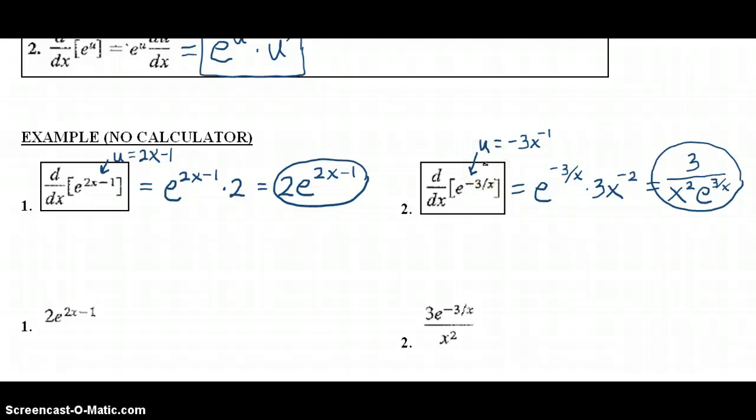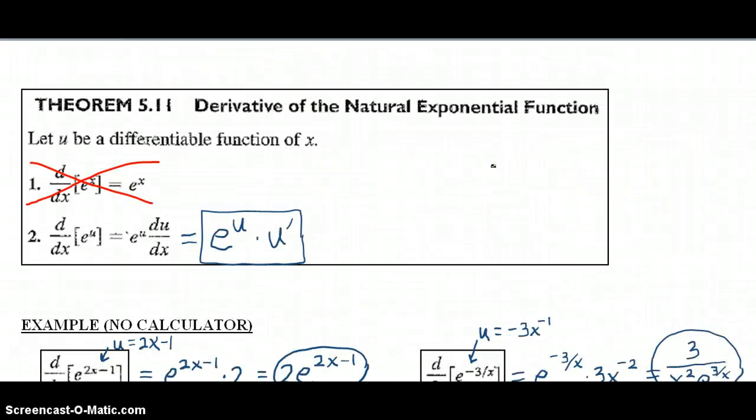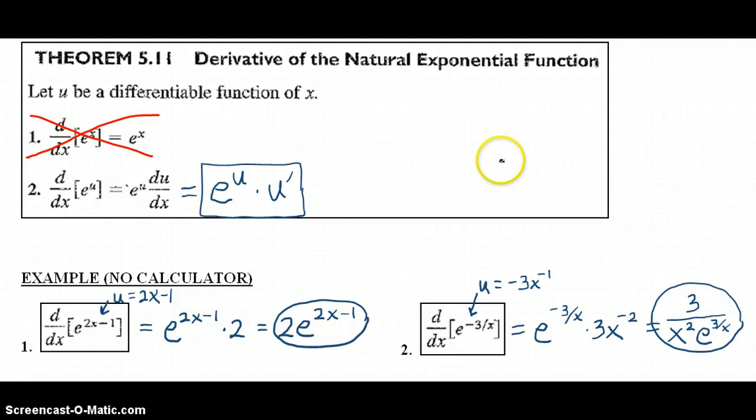You got to be able to write your answer in equivalent form. So both answers are correct, and just have to work with your properties and simplify to get to the answer that you see in the multiple choice. So that is the derivative of the natural exponential function. Again, pretty simple to use, and you've got a couple examples here that show how it is done.